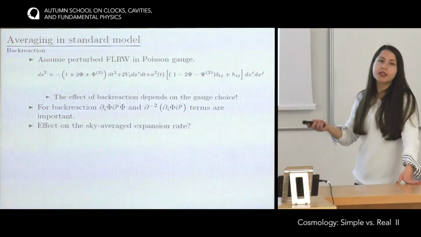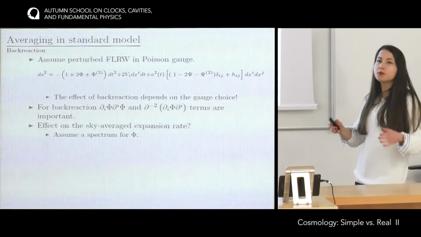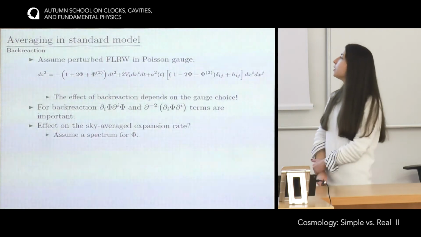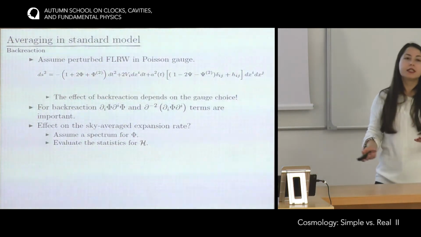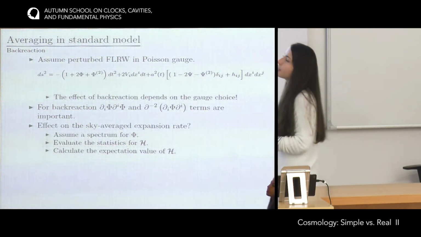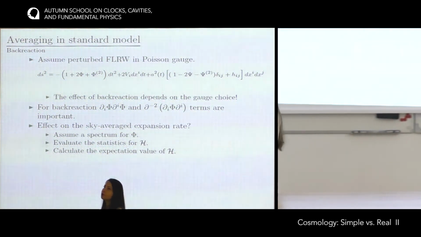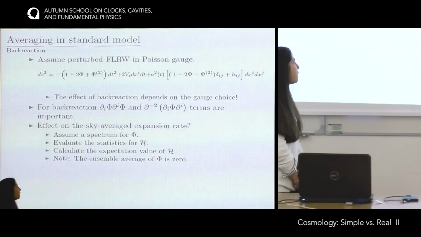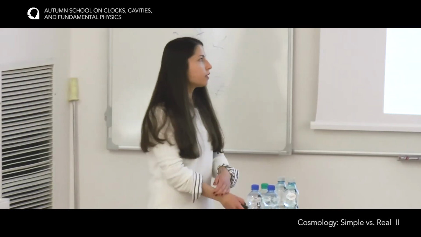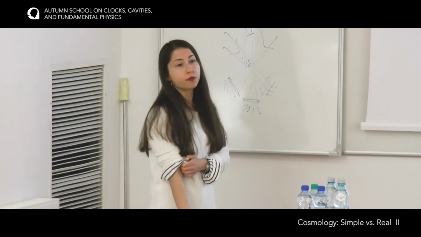And if you want to find the effect on the sky average Hubble's parameter, what you do is you assume a spectrum for these perturbations, Gaussian maybe, and evaluate the statistics of the sky average Hubble parameter, and then calculate the expectation value, right, to have a fixed value for the Hubble's parameter. And keep in mind that the ensemble average for this perturbation is 0.